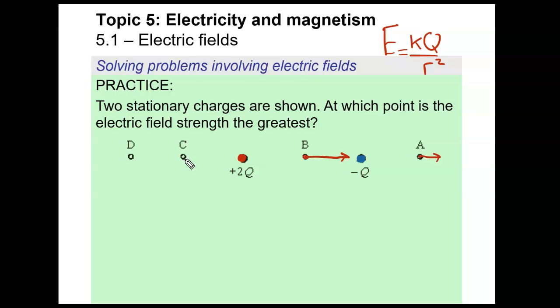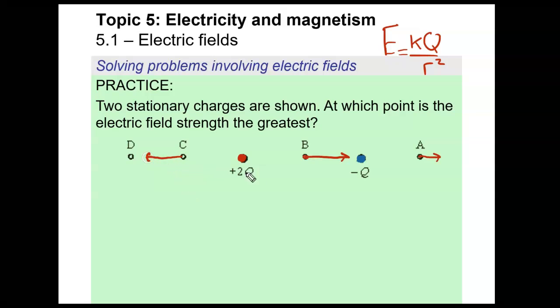We talked a lot about that in the last video. You don't actually need a point charge at point C for there to be an electric field there. But if there was a point charge at point C, it would feel a force repelling it away from the red charge, and that would be, in this case, to the left.